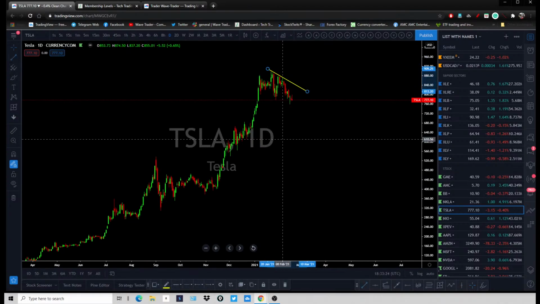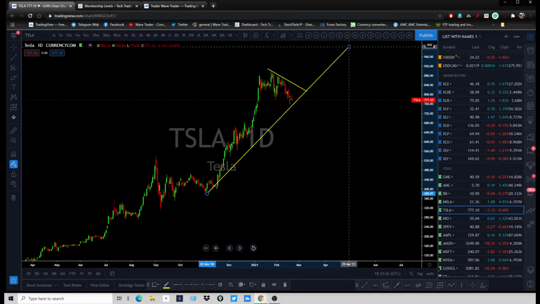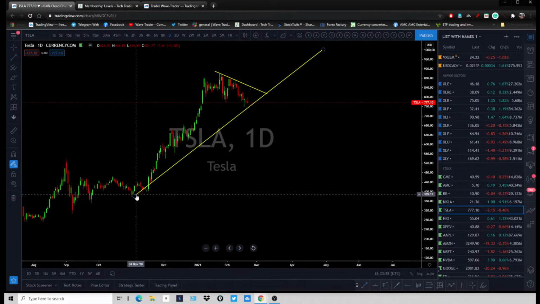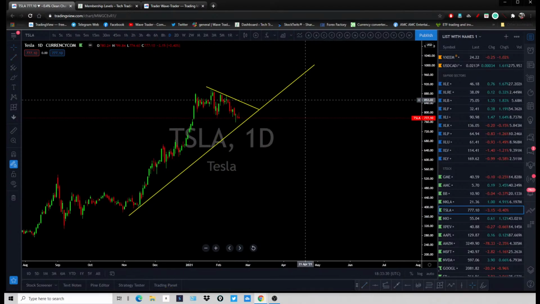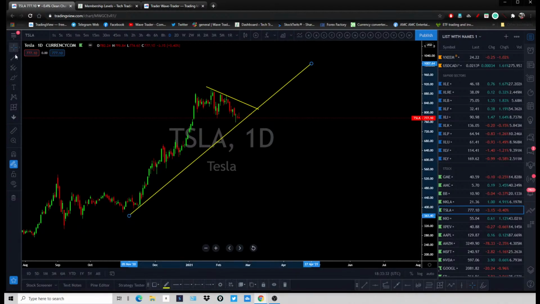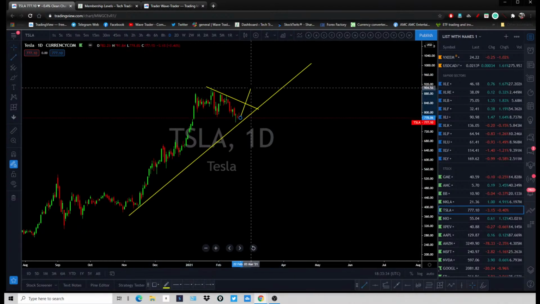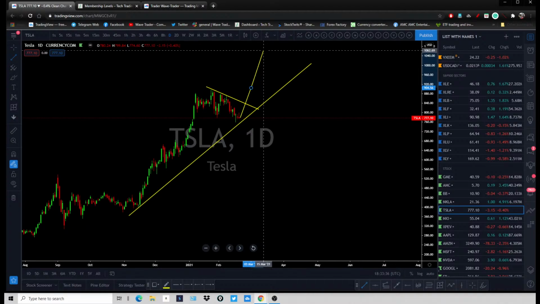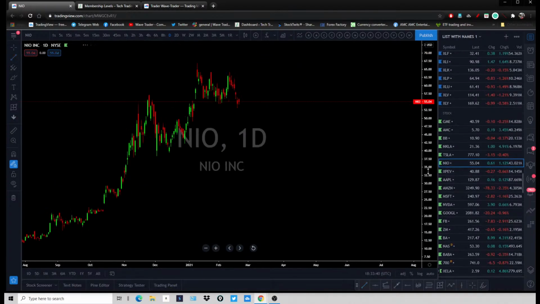So this is to break out and continue with the previous trend. This correction is to break out and test this previous top or go higher for the next leg, beyond the 1000 mark. NEO is also the same.